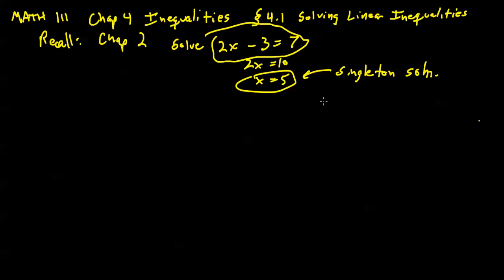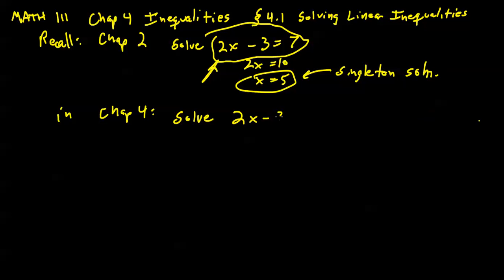Singleton solution means just that. You've got one solution to this equation. There is one value of x which will solve this equation, and that is x equals 5. In Chapter 4, we're going to extend this concept. Let's say we want to solve a corresponding inequality.